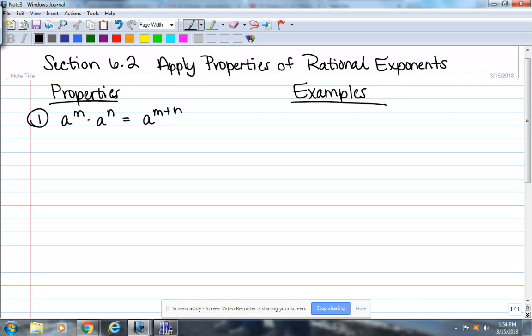I'm going to work my examples with numbers, and I'm going to do it with fractions because that's the way it's going to be today. So we'll have a lot of fractional exponents just like we did yesterday. That's why I went over fractional arithmetic before we started. So if I have 5 to the 1/2 power times 5 to the 1/2 power.